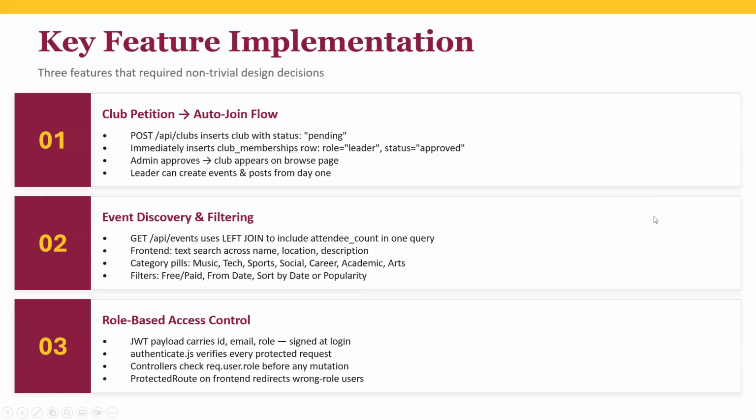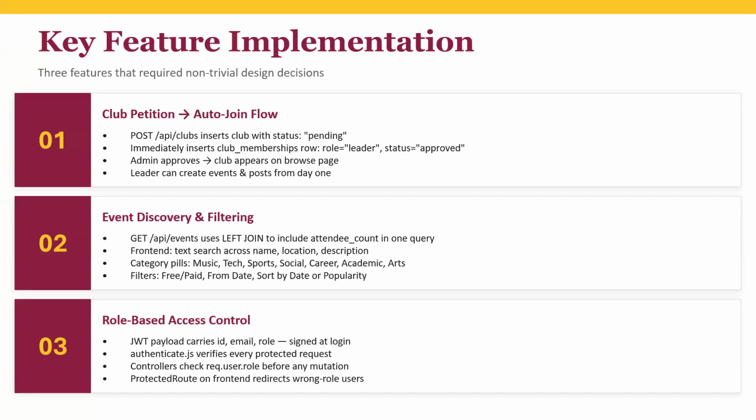Next, we'll get into our key feature implementation. 3 features require non-trivial decisions. First, the club petition flow. When a user submits a club, we immediately insert a club membership row, making them an approved leader. And next, we have the event discovery. It gets attendee count on the server side, and the front end handles filtering across text, category, price, date, and popularity using useMemo.